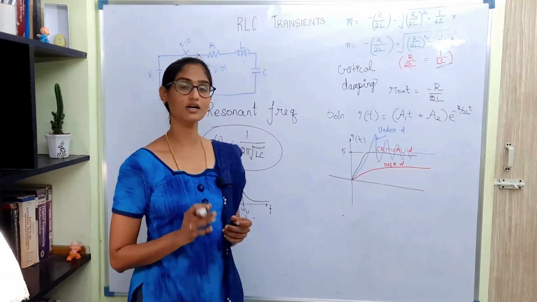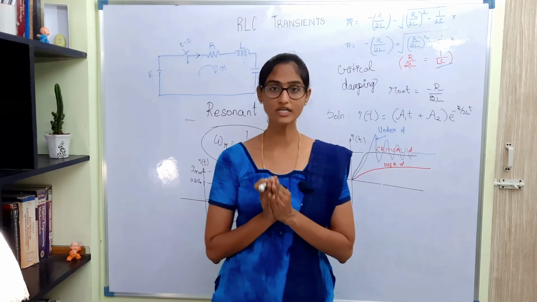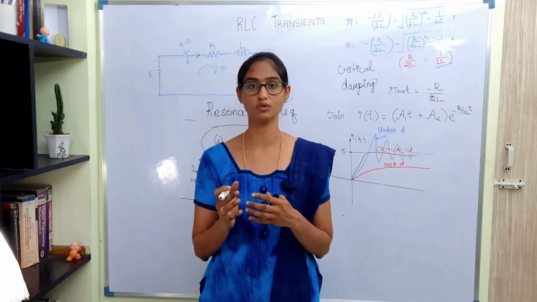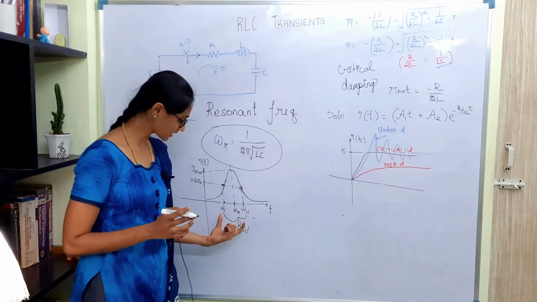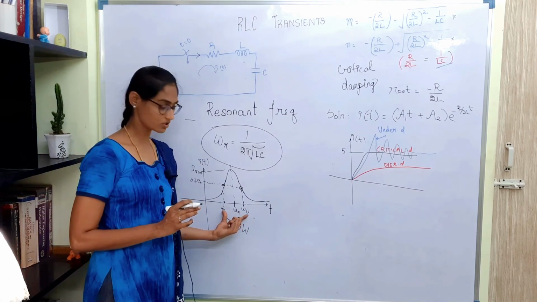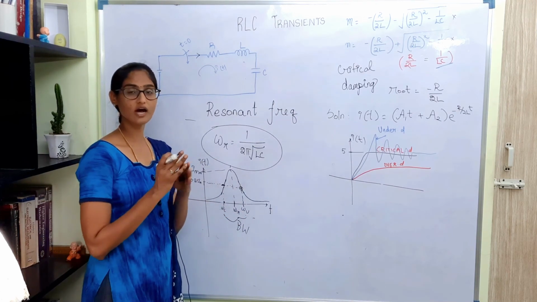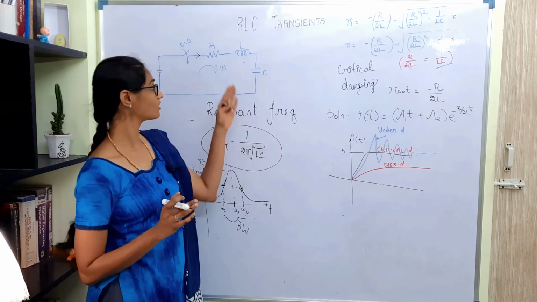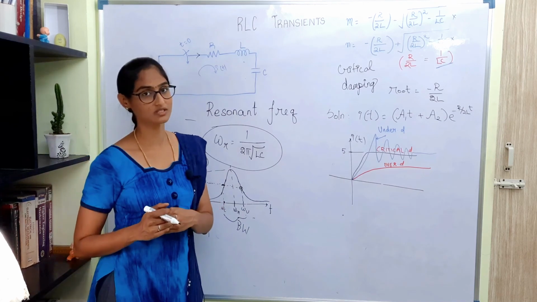If I say that the bandwidth of the circuit is between 100 Hz and 150 Hz, it is best to operate the circuit in this range to get maximum response. If I want to expand the bandwidth, say for example the bandwidth is from 100 Hz to 150 Hz, I want to expand it to 180 to 200 Hz. So if I want to have the bandwidth in this range, what should be the values of R, L and C? Just think and let me know your thoughts in the comment section.